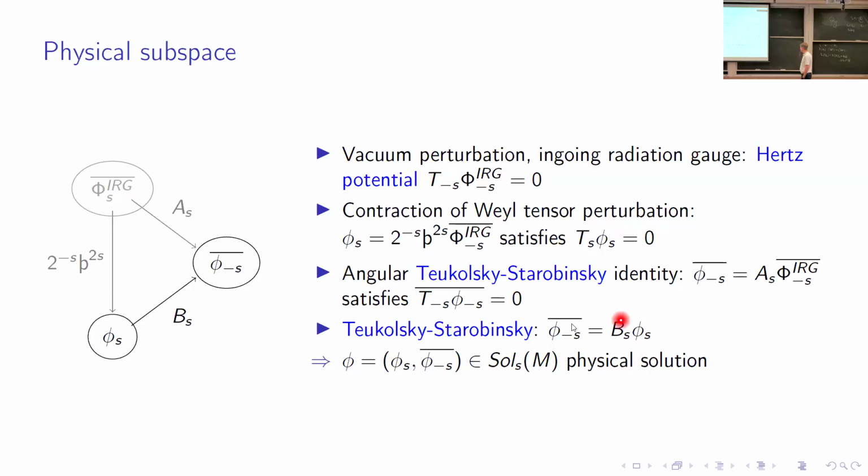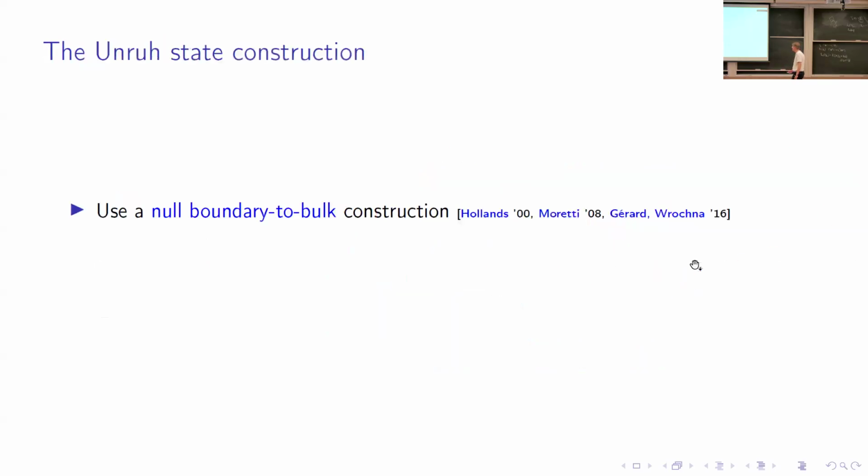So the physical space consists of solutions which are linked by this kind of identities. The idea is you start with a Hertz potential, go back by some reconstruction scheme to the metric, construct the other Teukolsky scalar, and then you get this kind of relation, which is the good one. The phi minus s is not the Hertz potential, but for some technical reasons, this operator applied to the Hertz potential.